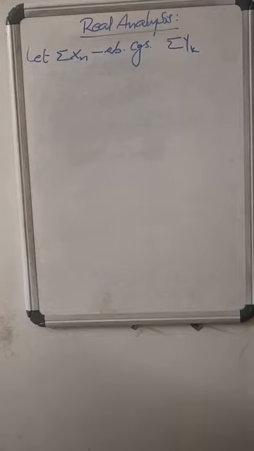Let sigma xn be a given series that converges absolutely. Then the series sigma yk obtained from sigma xn by a rearrangement of sigma xn converges to the same value as that of sigma xn.